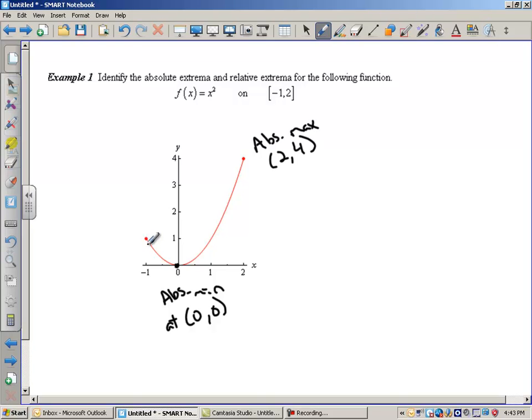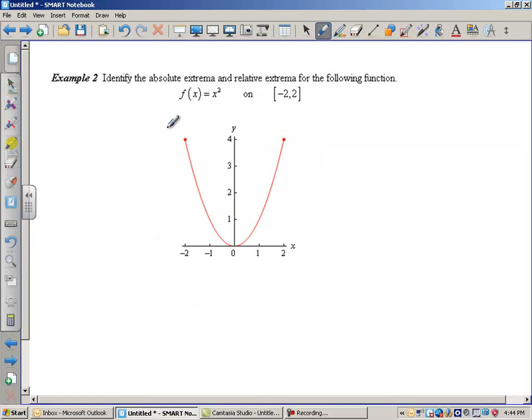This is nothing. It's not a relative maximum. It is an endpoint, but it didn't end up being either relative or absolute for max and mins. Let's take a look at another picture. How about f of x equals x squared on -2, 2? Well, here I've got 2 points that are competing with each other. I've got -2, 4, and I've got 2, 4.